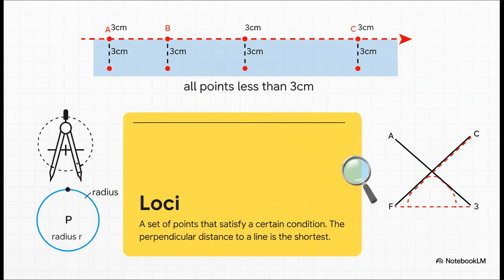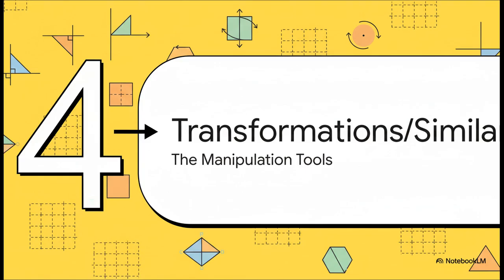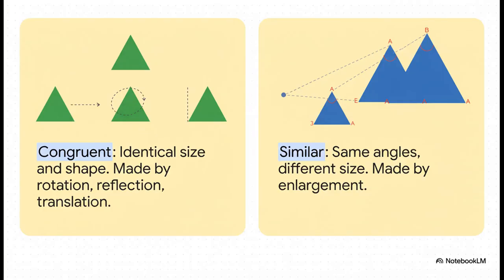All right, our 4th tool set is all about manipulating shapes. We're going to look at the 4 transformations, how to reflect, rotate, translate, and, the big one, enlarge shapes on a coordinate grid. So here's a really crucial point. What's the difference between congruent and similar? Well, it's simple. If you reflect, rotate, or translate a shape, nothing about its size or shape changes. It's congruent. But the moment you enlarge it, the angles stay the same, but the side lengths change. That's what makes a shape similar.